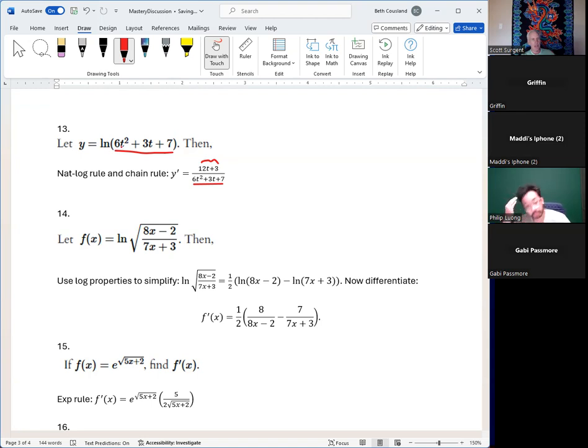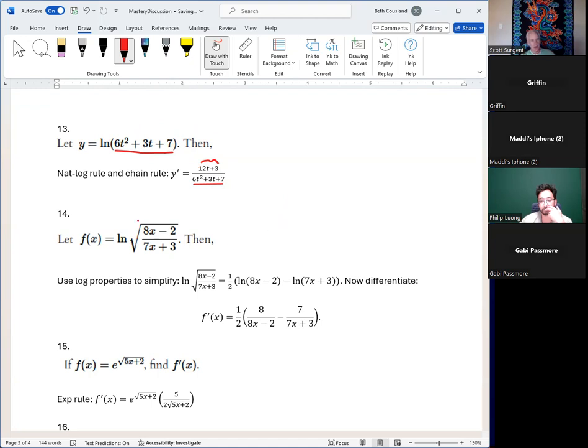And since this 6t squared plus 3t plus 7 is simplified, it can't be factored or anything, then what you get here is simplified. So you don't need to worry about factoring anymore. Number 14, natural log of the radical of the quantity 8x minus 2 on top, 7x plus 3 on the bottom.